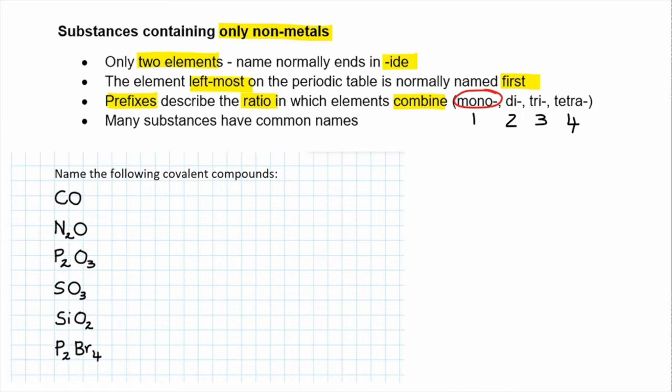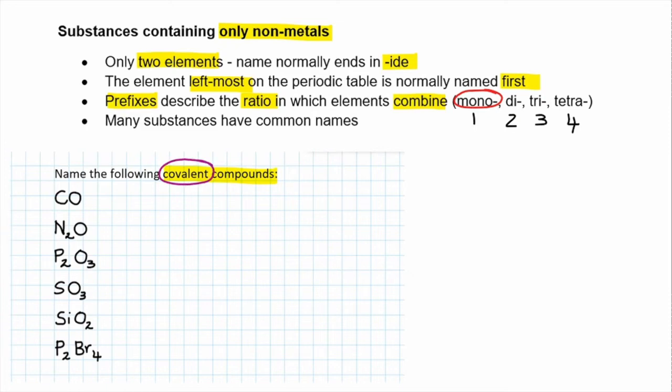So in order to make sense of this, we have a few examples of questions that you may be asked. The first question says, name the following covalent compounds. Now the first question we should ask ourselves is, how do we know that these are covalent compounds?